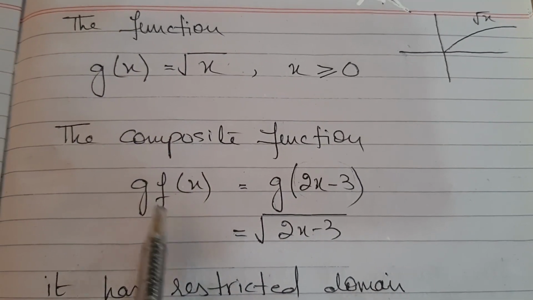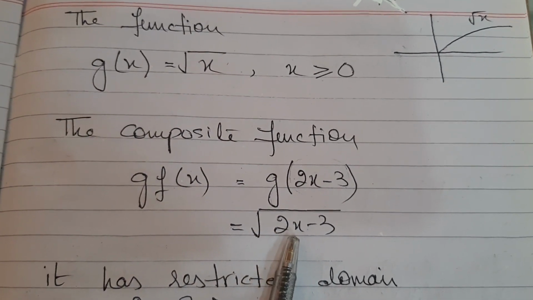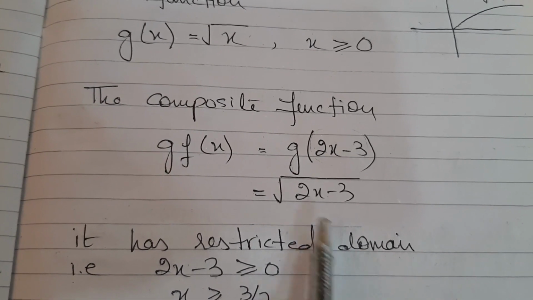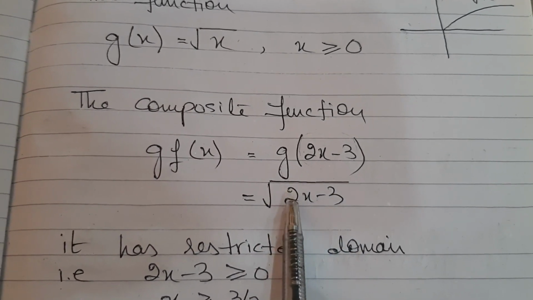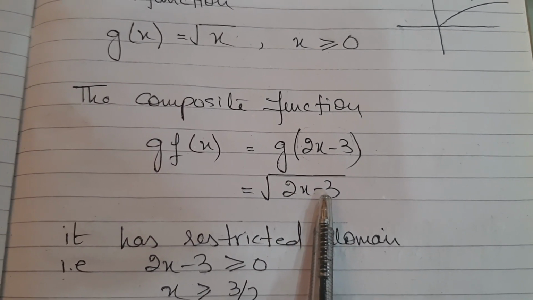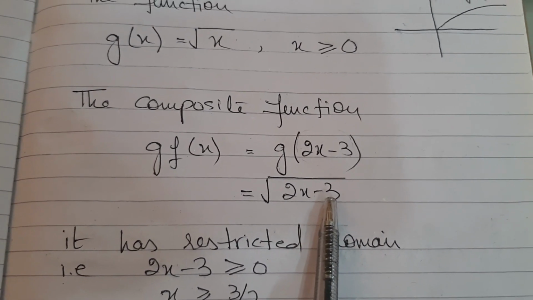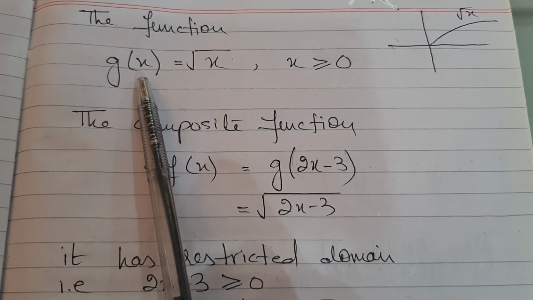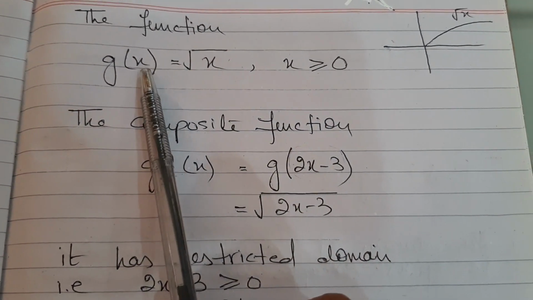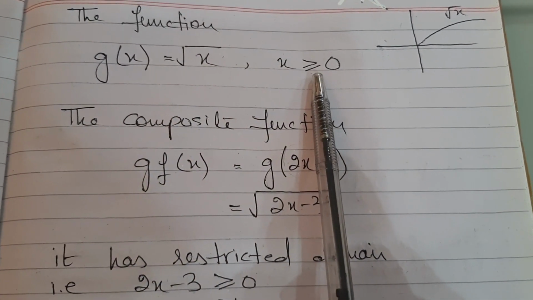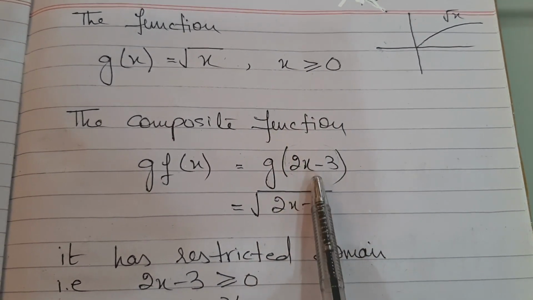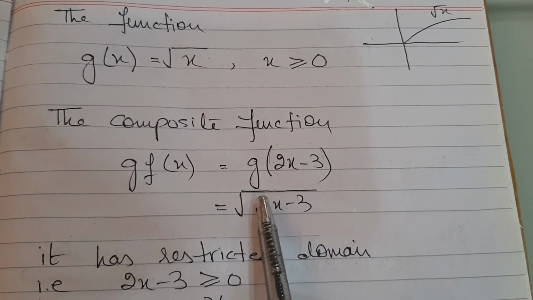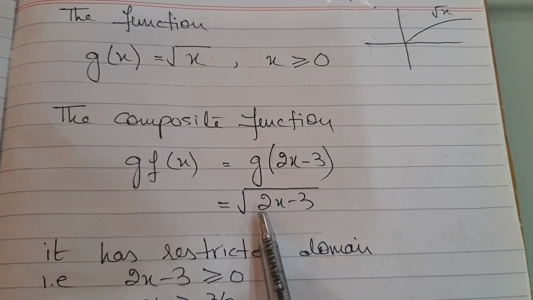Okay, so coming back. So now this is my function, right? And it has a restricted domain. What is the restriction? That this 2x minus 3 should be greater than 0. Now, you know why I'm saying this. The point here is that my function g of x has domain x greater than 0. So I have to see what are the values of my function f, which is 2x minus 3.